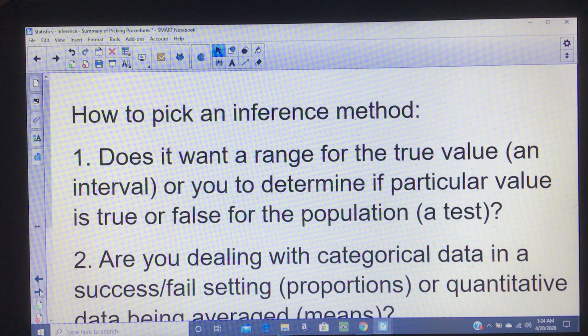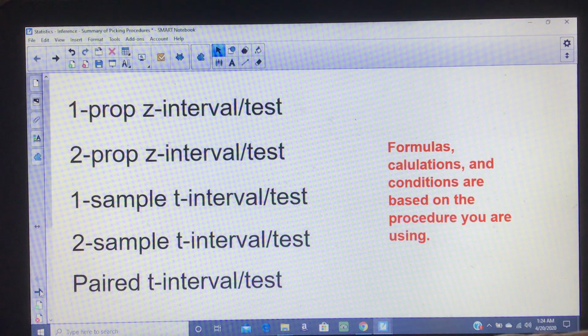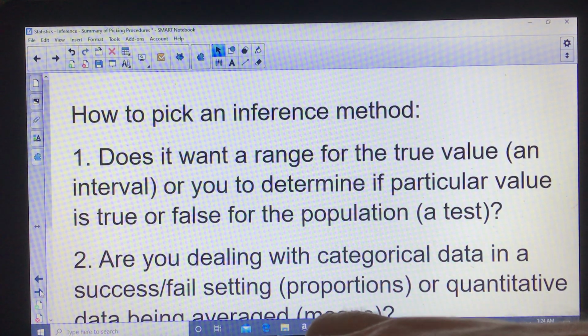Well, if they want a range for the true value, you need a confidence interval. If you just want to know if a certain value is supported in the population by a sample, well, then a test will do that. All right, so that will determine whether you do the interval or the test. I think that one's not that difficult to come up with usually from the context.